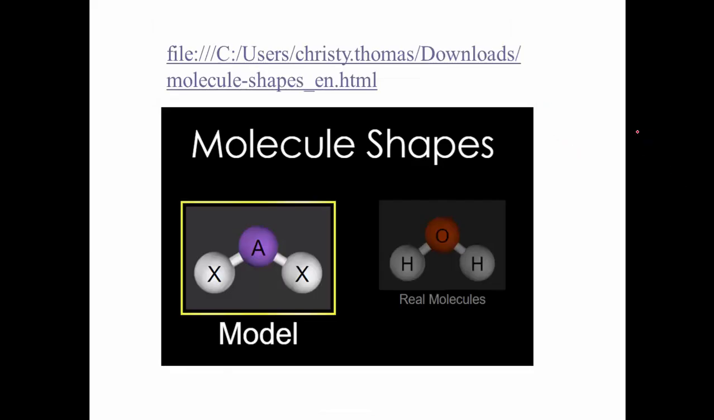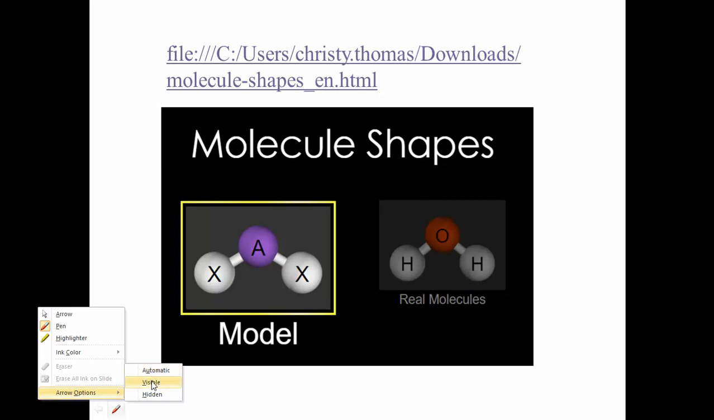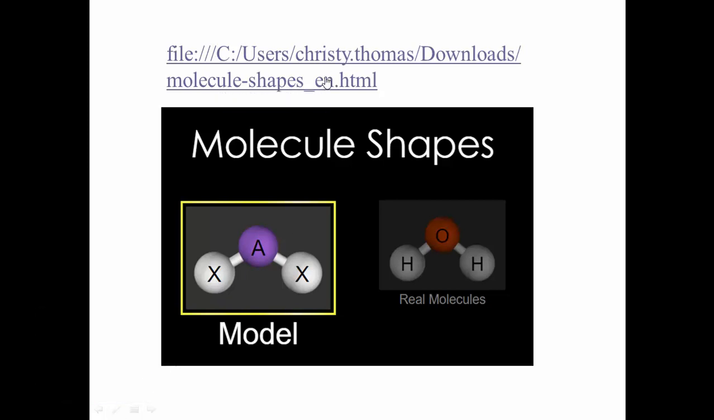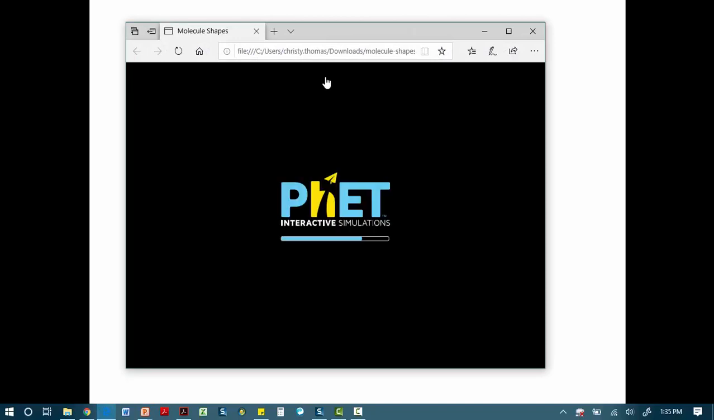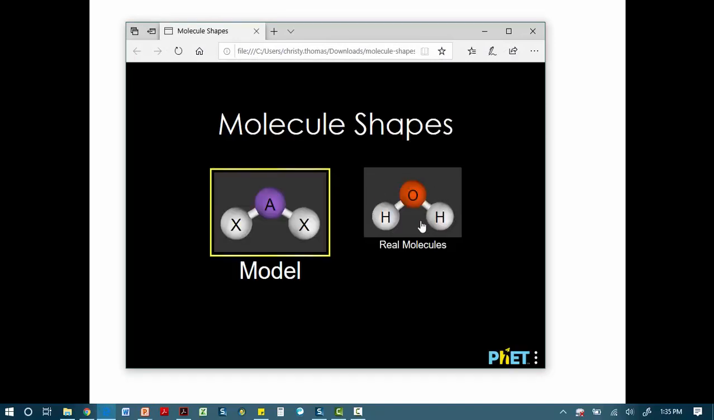For the rest of them, and for all of them, you will then use the computer program that is linked on Schoology. And it looks like this, okay? So when you click on that, let me go back and get my arrow options. Okay, so we're gonna click, and this will come up. Okay, and you're free to look at real molecules. That's fine. They're fun to look at and you can learn a lot.